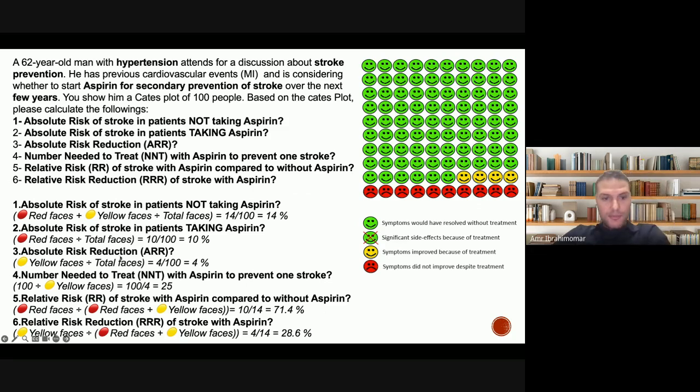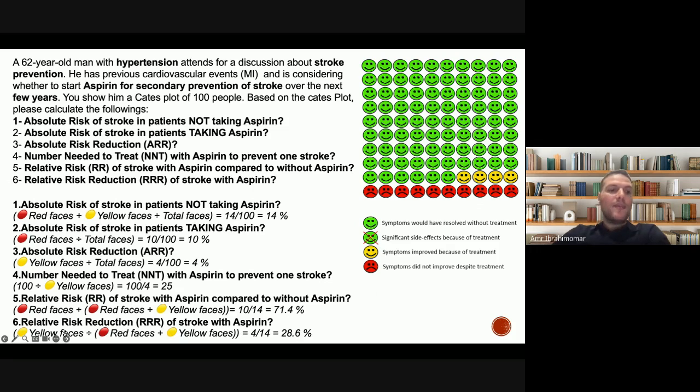Absolute risk reduction, either you get the difference, which is 4, or yellow faces divided by total faces, or 100, so it will be 4%, whichever way you would like. Then number needed to treat, we mentioned this. Then relative risk: instead of getting the difference between them, you divide them. You divide the treatment over the control. So for those who take statin, the absolute risk is 10, divided by those who didn't take statin, 14. So it will be 71.4. Relative risk reduction will be 1 minus 71.4, about 28.6.